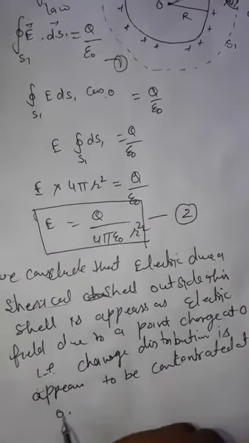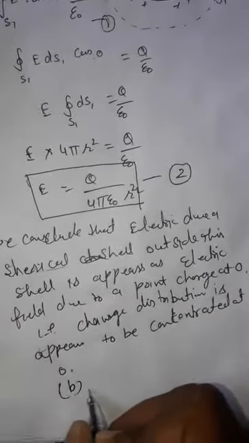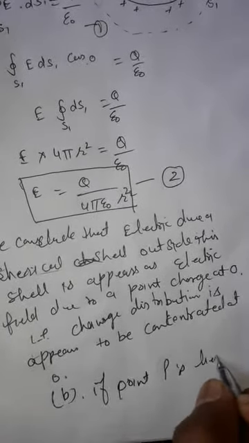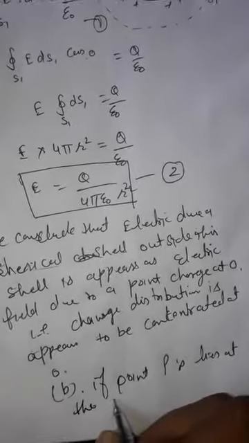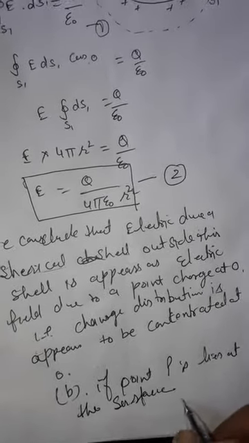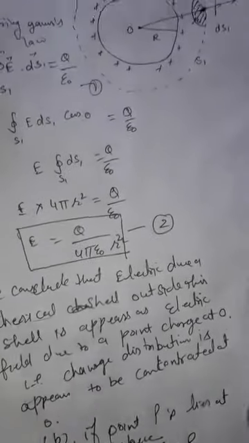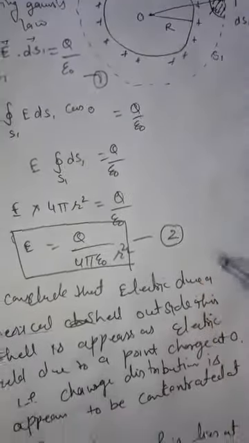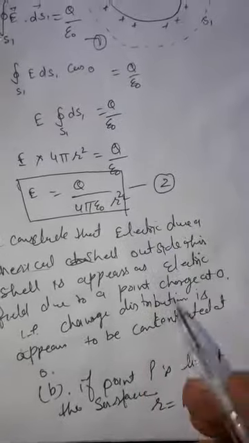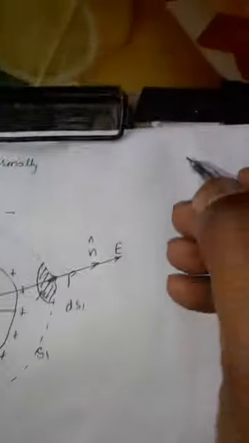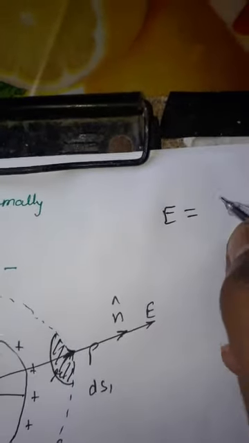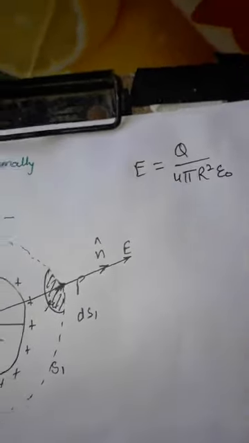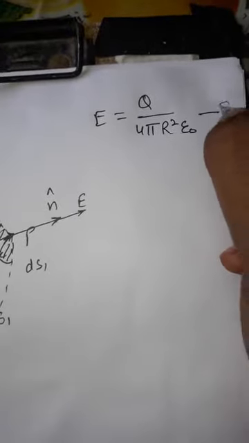Now the second case, say case B. If point P lies at the surface of the sphere, that is small r must be equal to capital R. So both the radii become equal, and in this equation small r can be replaced by capital R. So the electric field E must be equal to Q upon 4 pi epsilon naught R square. Say this is equation 3.